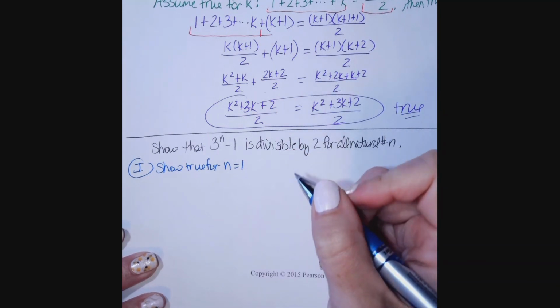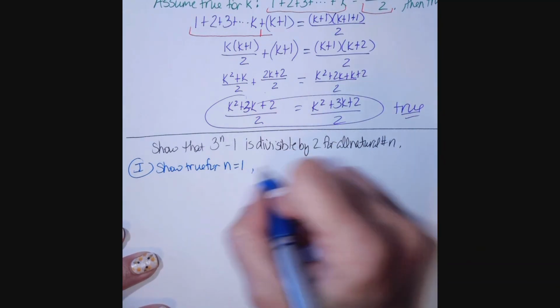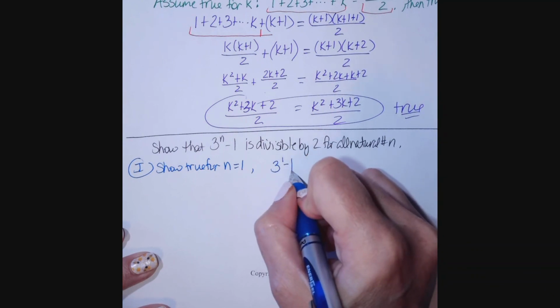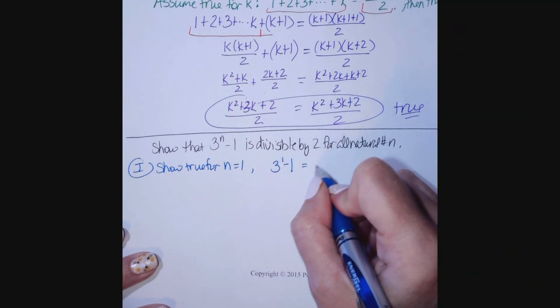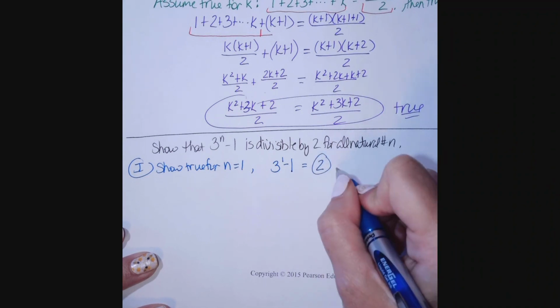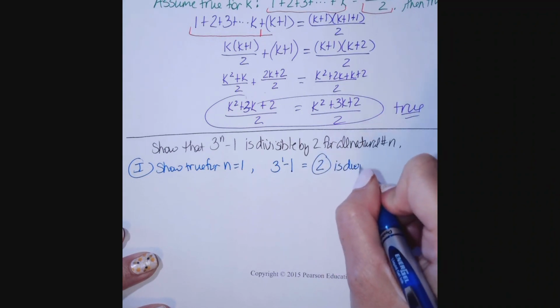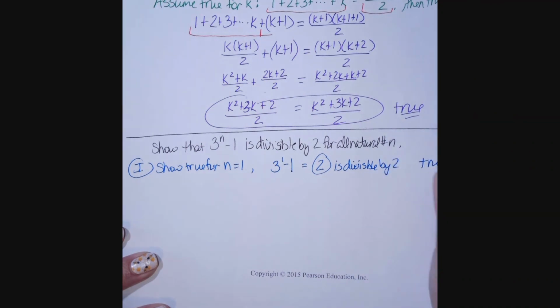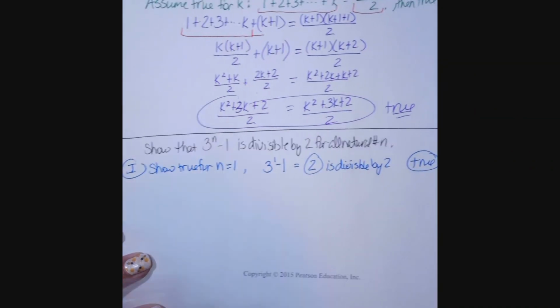Well, when we show it is true for n equals 1, we say, alright, if n is 1, then I would have 3 to the first minus 1. And 3 to the first minus 1 is 2. And 2 is divisible by 2. So our first condition is satisfied. That is true.